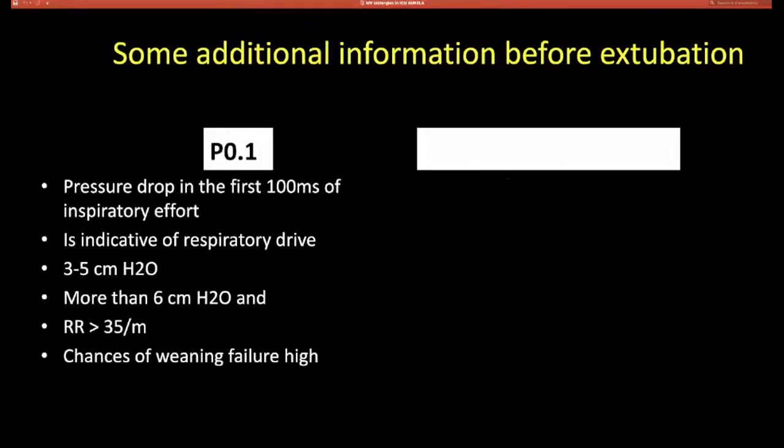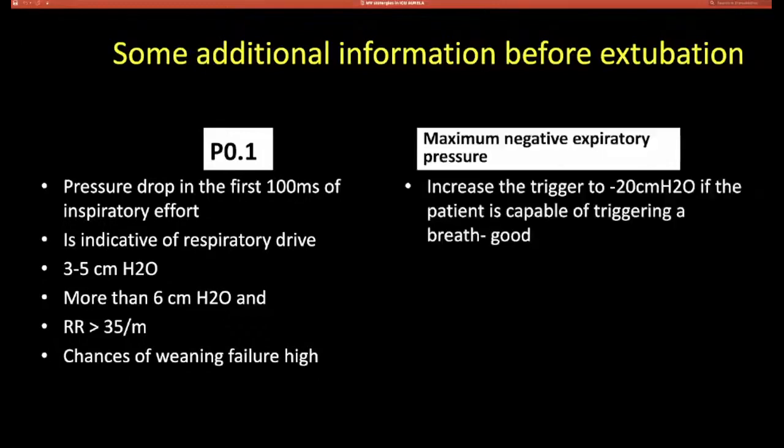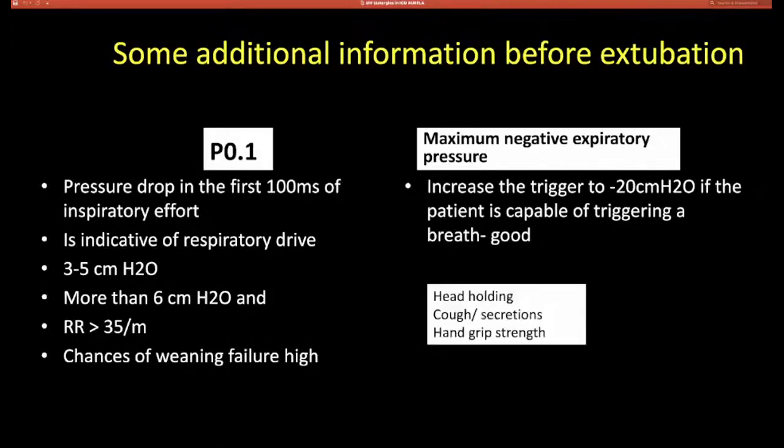And even this is very easy. Maximum negative inspiratory pressure can be checked even before extubation, in a long duration surgery also. Put a trigger on pressure support to -20 or -30. If the patient is able to trigger a breath, that means he is able to generate a negative inspiratory pressure of -20 or -30. Generally, we don't do it, but in case somebody is interested, they can. But all that we do is head holding, then we look at cough, secretions, hand grip strength, and mentation, and then we go for an extubation. As I said, a commonsensical approach would work most of the time.